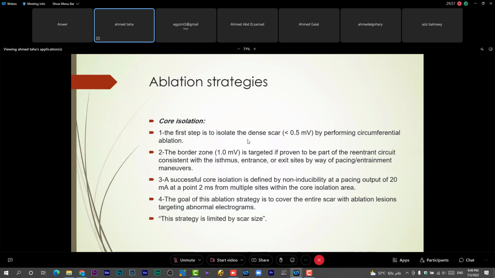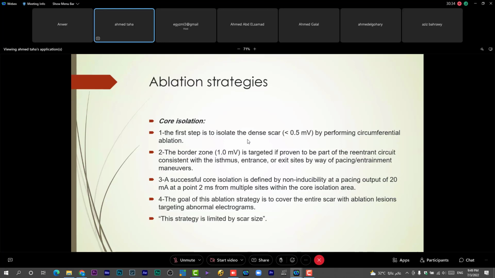And here you can identify the early entrance of the circuit, if possible, the isthmus entrance or exit sites, by either pacing and entrainment. Successful core isolation is defined by non-inducibility at a pacing output of 20 milliamperes at 2 milliseconds from multiple sites within the core isolation area. So I identified the scar zone. I will ablate inside the scar zone by islets, for example LAVA points or late potentials, and I will make circumferential ablation of the border zone itself.